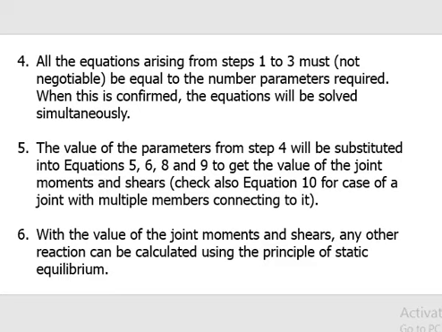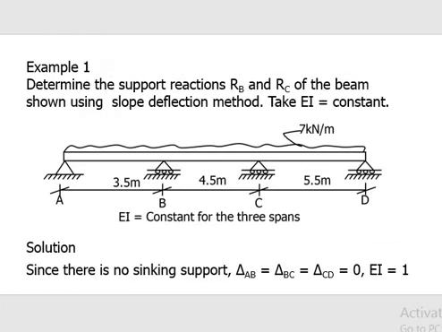Step 6. With the value of the joint moments and shears, any other reaction can be calculated using the principle of elastic equilibrium. Example 1. Determine the support reactions ROB and ROC of the beam shown using the slope deflection method. Take EI to be constant.